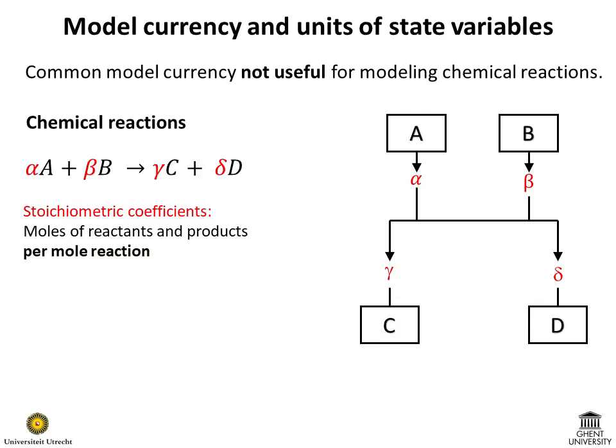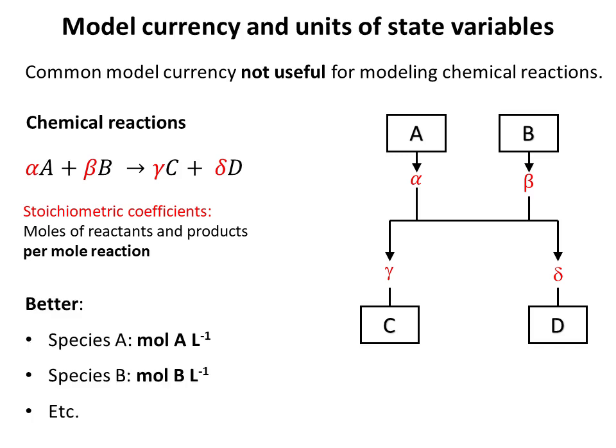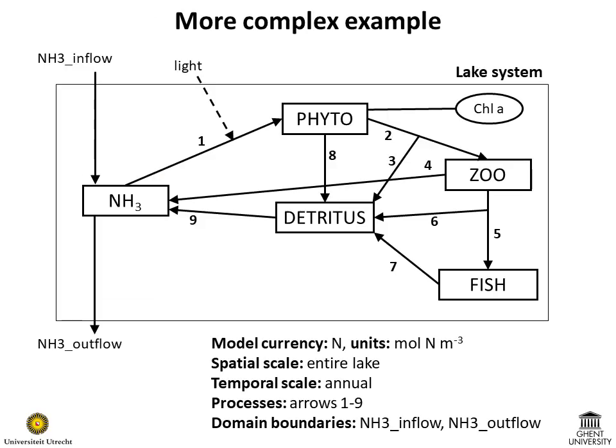However, we emphasize that state variables do not need to be expressed in the same currency or have the same unit. We will talk more about this later when we deal with mass balances, but a good example involves chemical reactions. When modeling chemical reactions, it is better to express each chemical species in its natural unit. For example, moles of A per liter of water for species A, moles of B per liter of water for species B, etc. An example of a more complex, fully developed conceptual model can look like this.